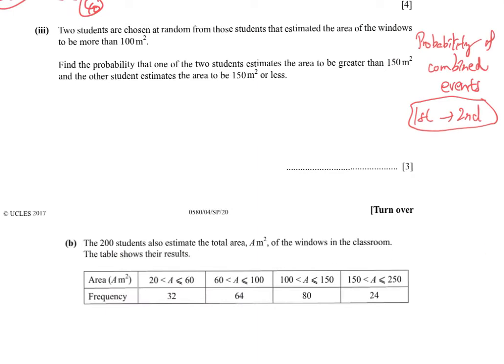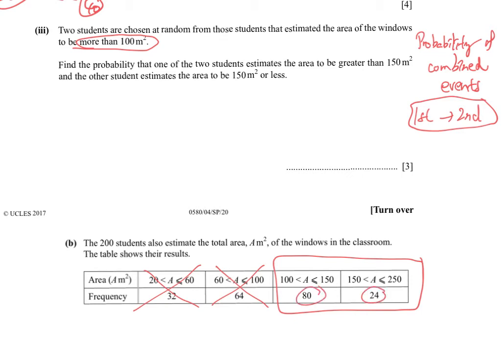All right, just one tiny thing. That's it. So we come to question 2b, part 3. That is talking about the probability of combined events. That's one event followed by the other one, or more than one event followed. Let's see the situation. Two students are chosen from more than 100 meters square or only. So for the first group, this group and that group is not considered. The pool is just these two groups. So the denominator must be these two added up, the 80 plus the 24.